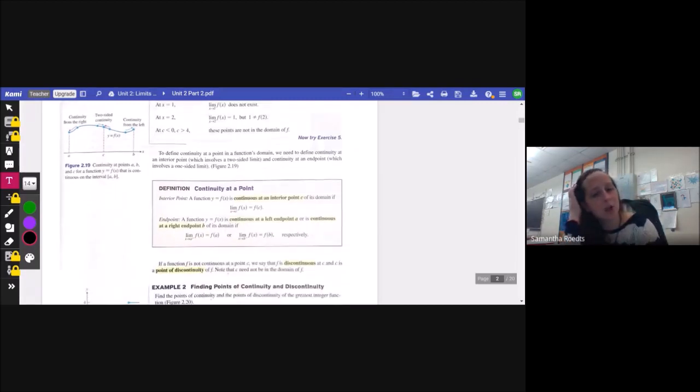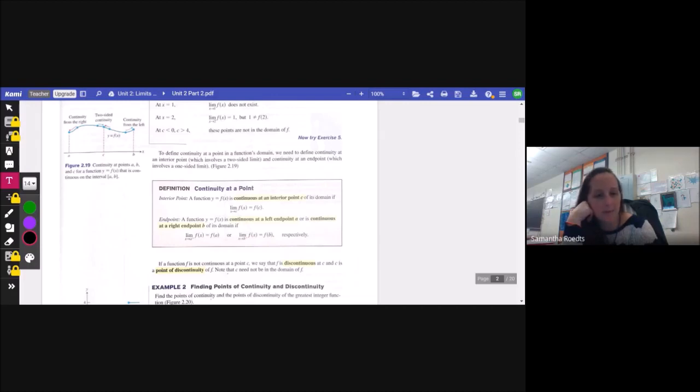So for an interior point, a function y equals f of x is continuous at an interior point C in its domain if the limit of f of x as x approaches C equals f of C. Okay. So as I approach that point, it is continuous on the interior. A function y equals f of x is continuous at a left endpoint A, or is continuous at a right endpoint B, if the limit of f of x as x approaches A from the right equals f of A, or the limit of f of x as x approaches B from the left equals f of B, respectively.